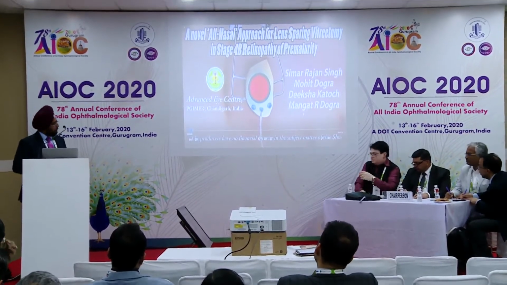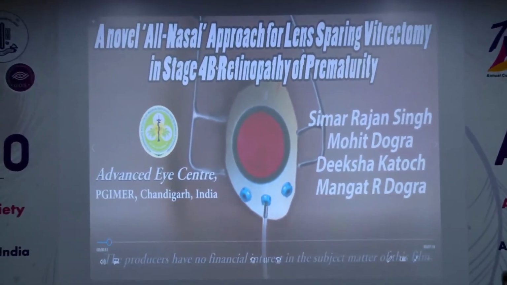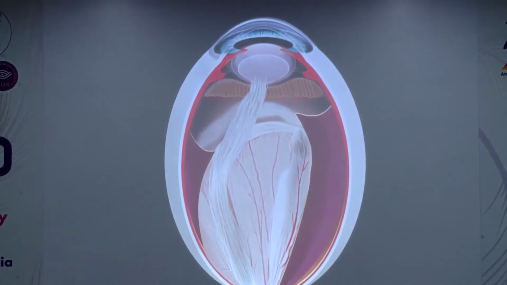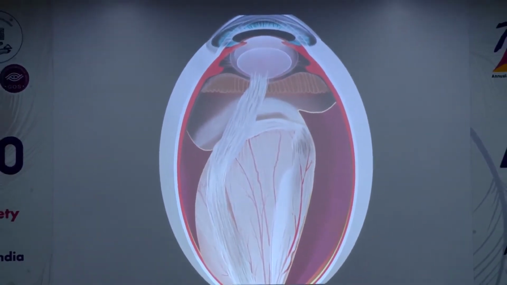Novel all-nasal approach for lens-sparing vitrectomy in stage 4B retinopathy of prematurity. The producers have no financial interest in the subject matter of this film. ROP is a disease which is inherently more severe in the temporal half.